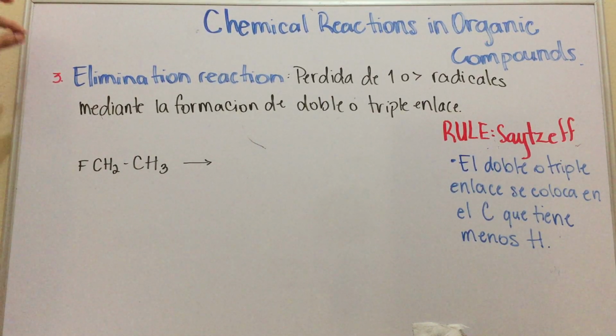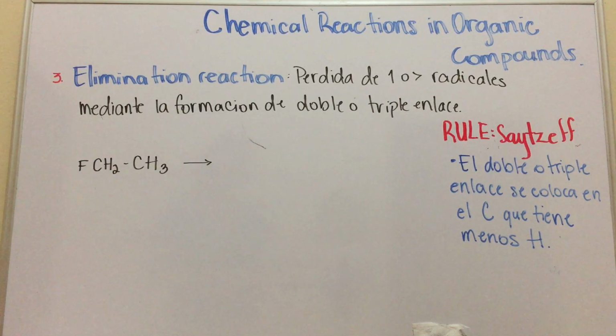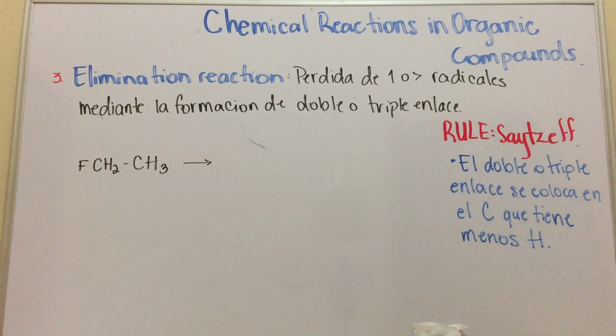Elimination reaction is when we lose one or more than one radical and we form a double or a triple bond. All right, and in this reaction, we have a very important rule. Remember that in addition reaction, we had a rule that was called Markovnikov. And in elimination reaction, we have one that's called Zaitsev. Well, I don't know if you actually say it that way. And this means that we're gonna put the double or triple bond in the carbon that has the least number of hydrogens. All right, the double or triple bond goes in the carbon that has the least number of hydrogen.